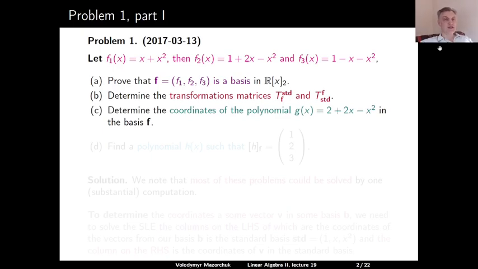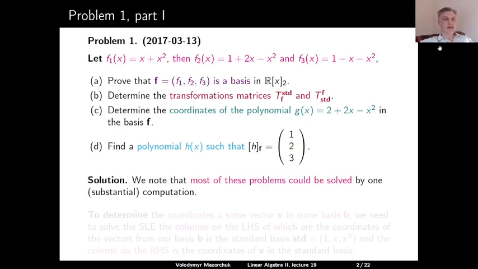C. Determine the coordinates of the polynomial g of x, which is equal to 2 plus 2x minus x squared, in the basis f. And D. Find a polynomial h of x whose coordinates in the basis f are 1, 2, and 3. Solution.